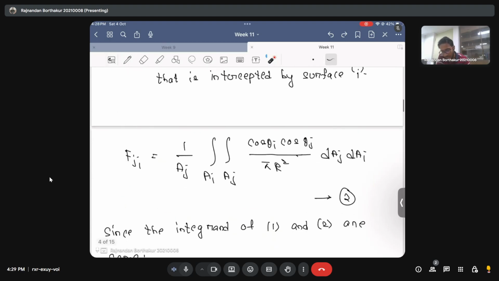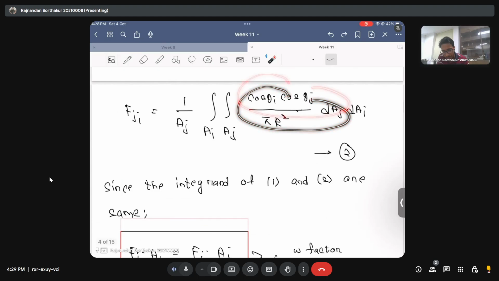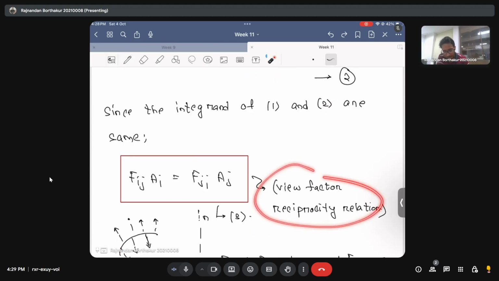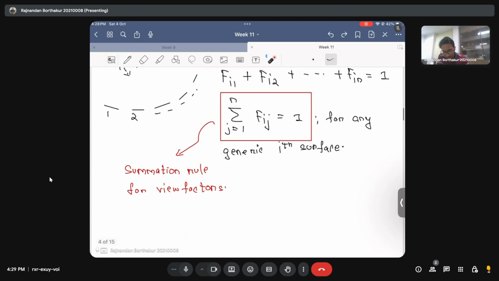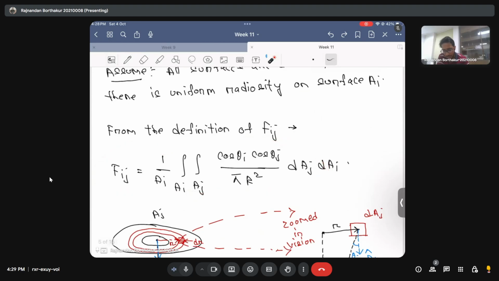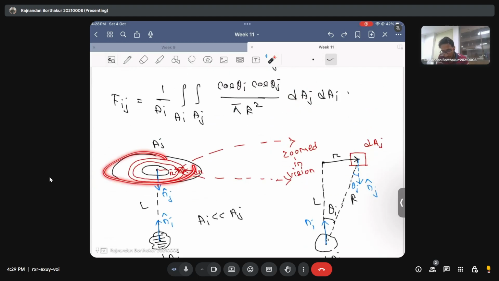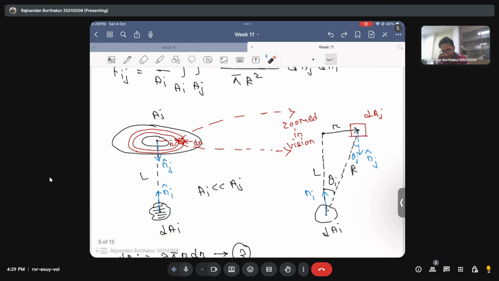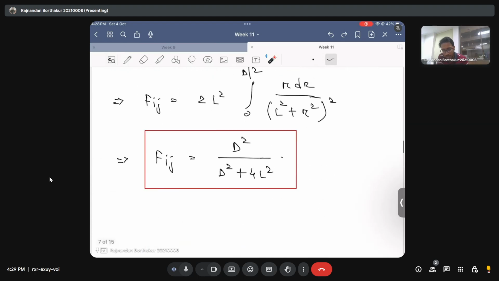And similarly, you can define the view factor Fji, and use the fact that the integrand is just the same, which gave birth to the reciprocity relation, and then we developed the summation rule. Then we solved the numerical, where we used the generic definition of Fij to calculate what this Fij turns out to be, where we saw a disk of a finite area and a differential area dAi, where Ai was much smaller than Aj, and then calculated the view factor Fij in terms of the diameter of the disk and the distance between the center of the disk and Ai.